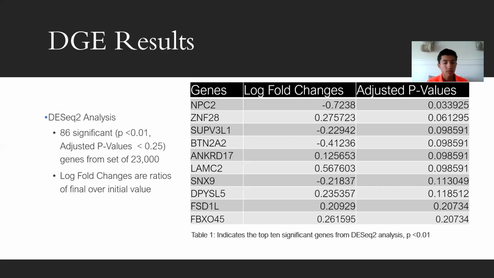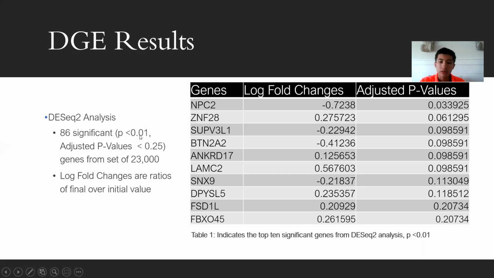Here are my results. I ran DESeq2, which is an RStudio package for differential gene expression, and I found 86 significant genes with a p-value of less than 0.01 and an adjusted p-value or FDR of less than 0.25 from a set of 23,000 genes. Now, the FDR value of less than 0.25 is not arbitrary. It's been used in similar studies before.